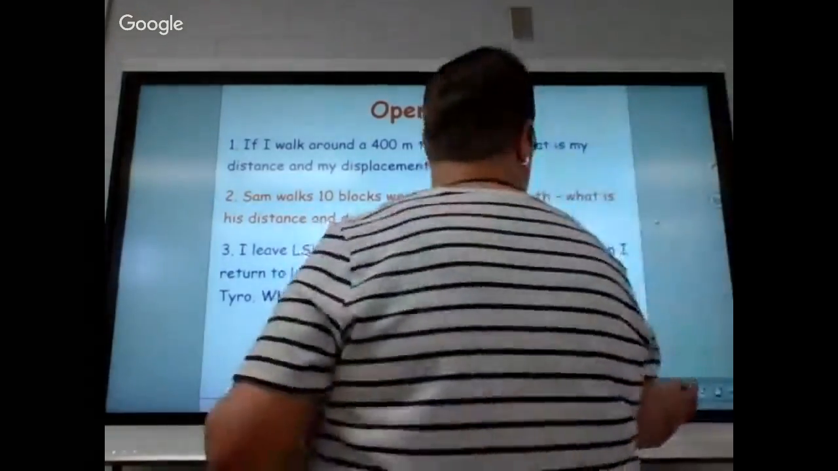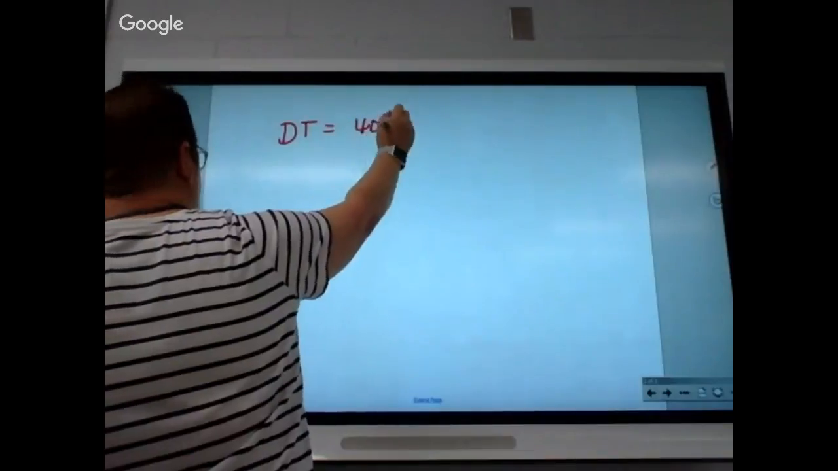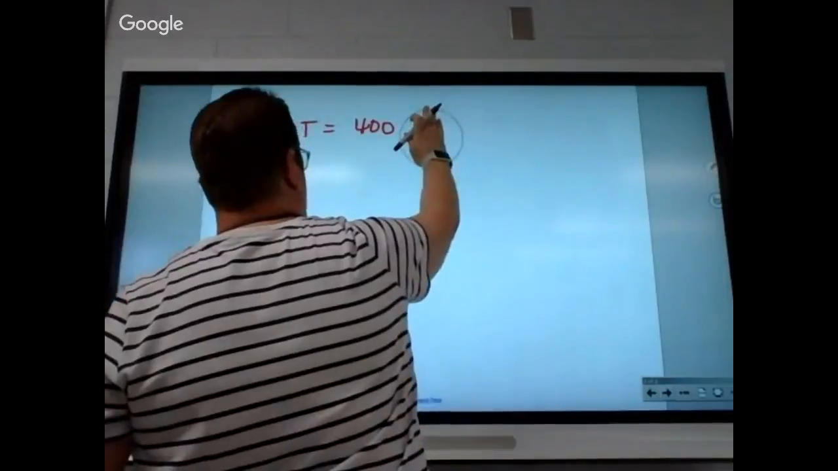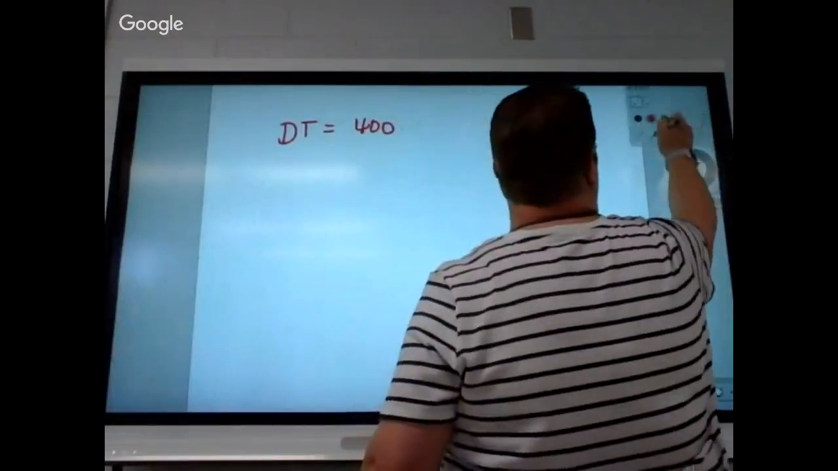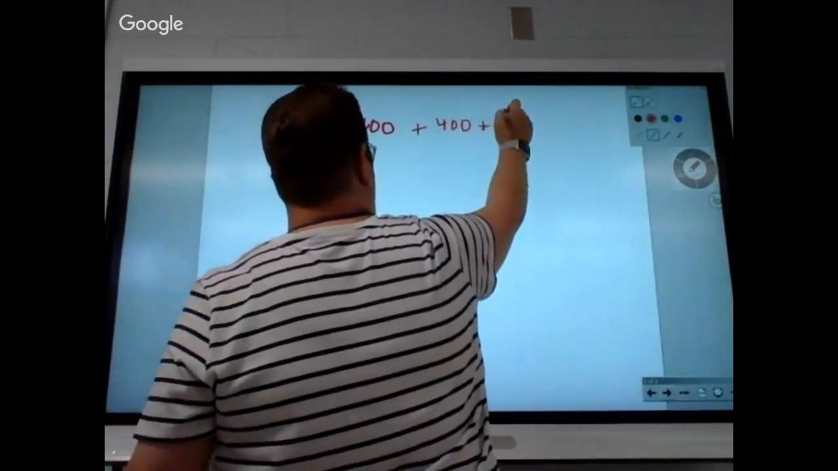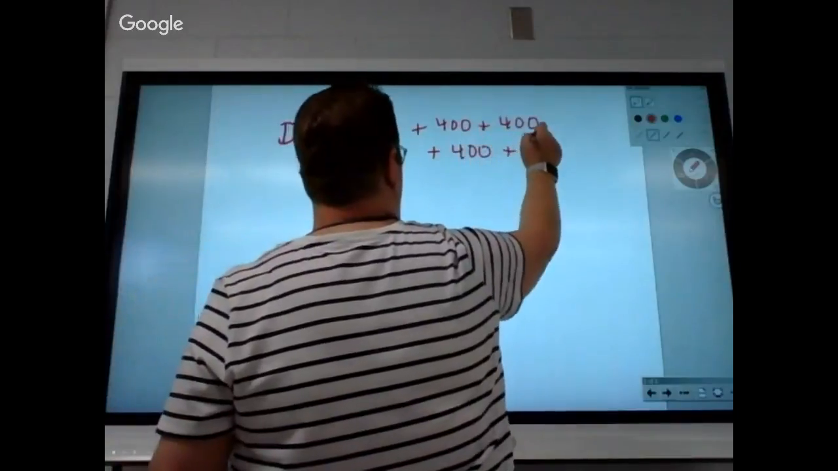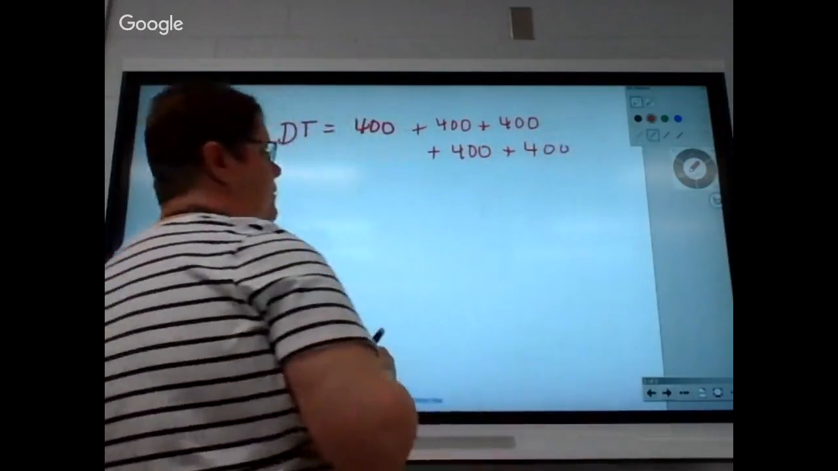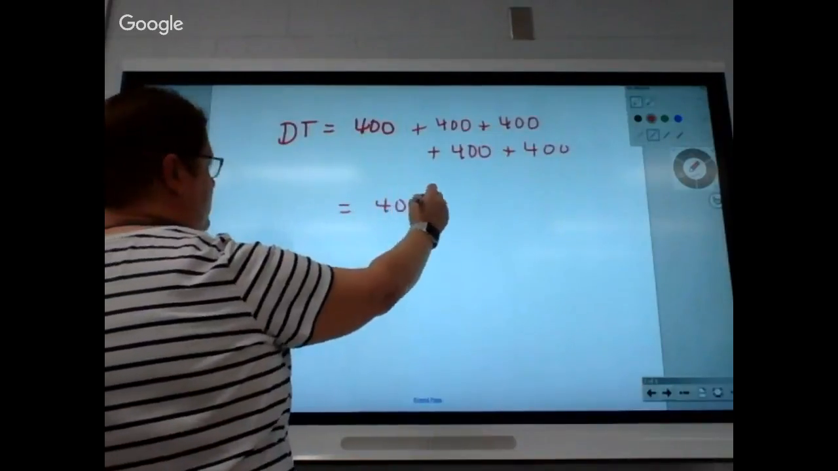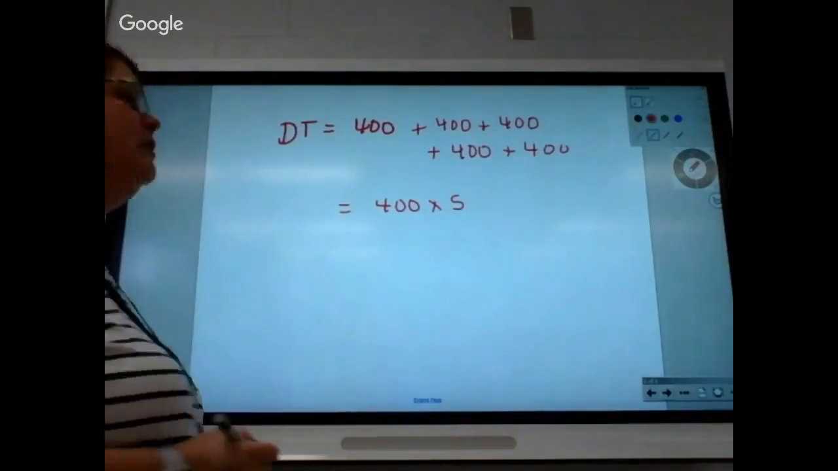Could have said that distance is equal to 400 plus 400 plus, all right, my handwriting is getting worse by the moment here. Let's write it smaller. Plus 400 plus 400 plus 400 and plus 400, because it said we did it 5 times, right? Yeah. Or a lot of people will take the shortcut and say 400 times 5. Either way works.